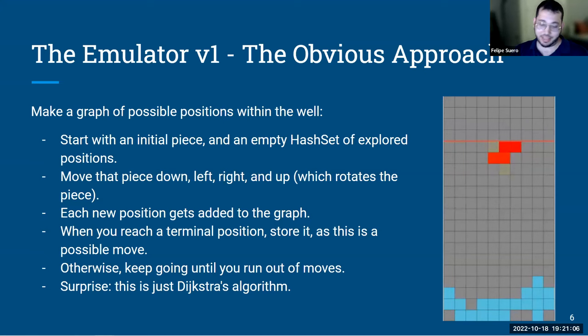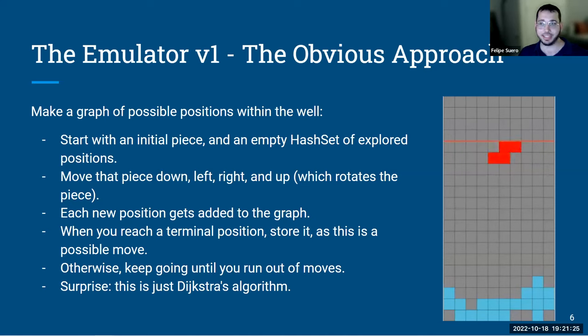And at the end of it, you are out of moves, right? You're out of positions, rather. There are no more positions for you to visit. And so you're done running your move generation. And surprise, if you think you've seen this before, you probably have. This is Dexter's algorithm. And it worked really well. It was fairly fast. But of course, it wasn't fast enough.